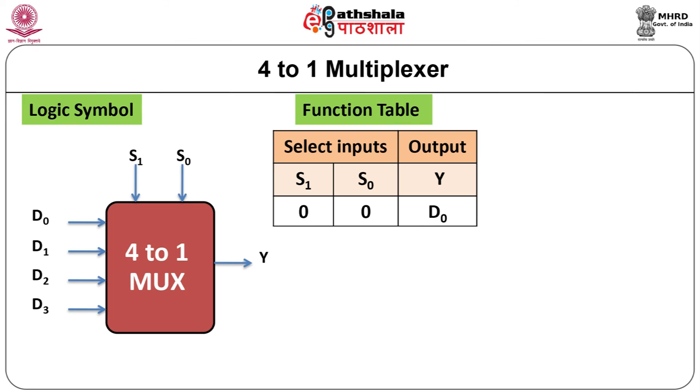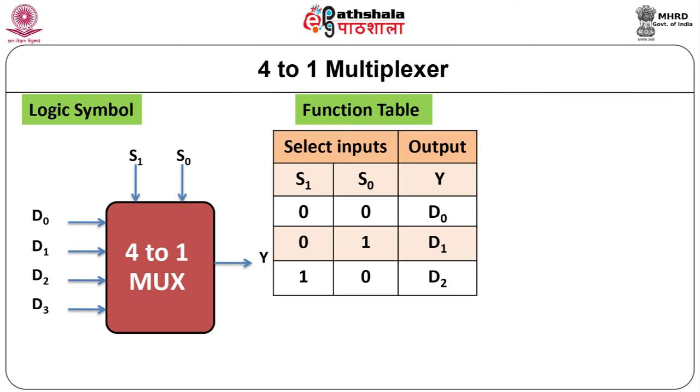The output Y receives D0 when S1 and S0 both are 0. Similarly, output Y receives D1 when the select lines are receiving the input 0, 1. Output Y receives D2 when S1 and S0 are equal to 1, 0. Whereas the output Y receives D3 only when both the inputs are 1, 1. So, select lines can decide whether D0, D1, D2 or D3 should appear at the output. That is why we are calling multiplexer an intelligent switch.